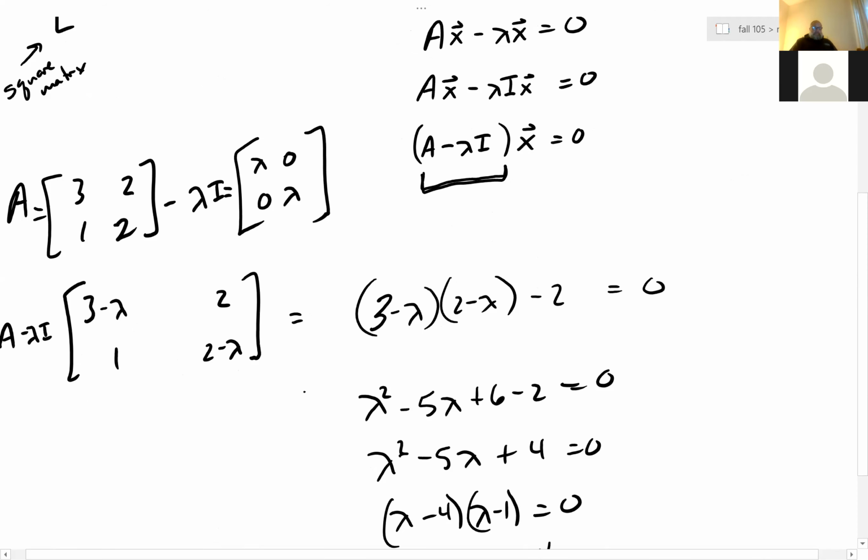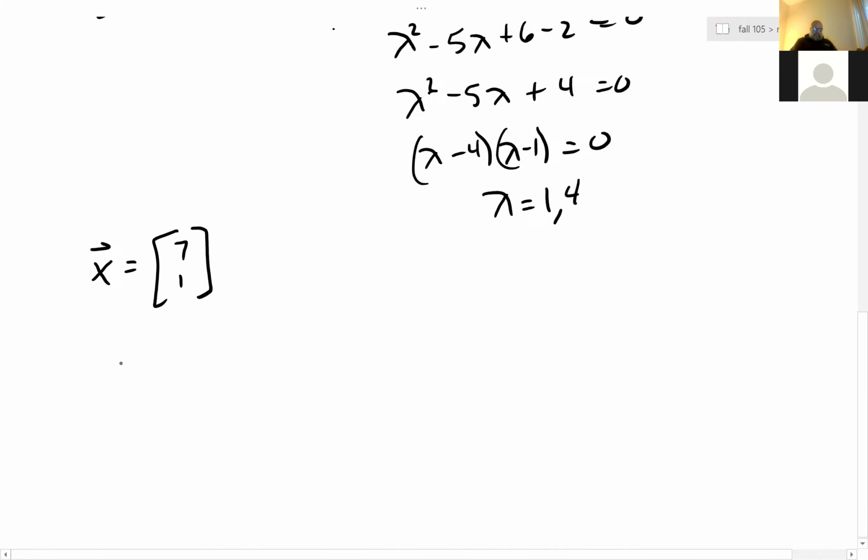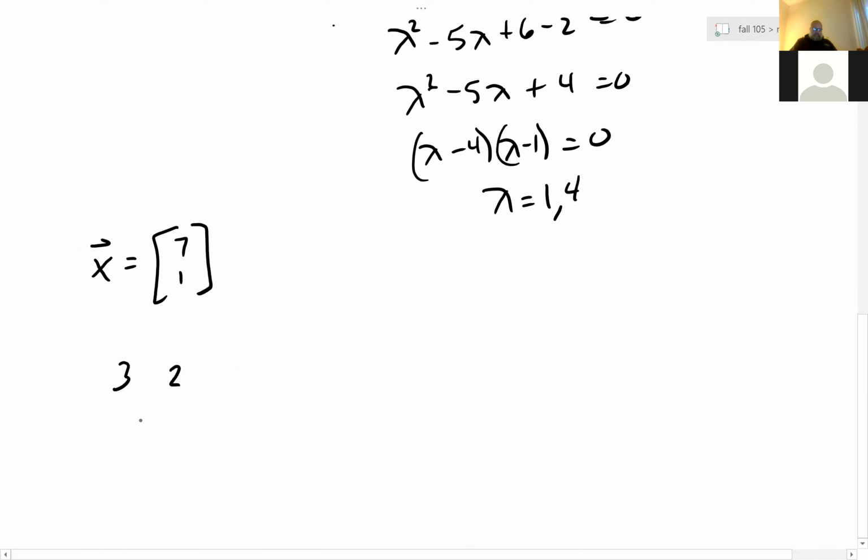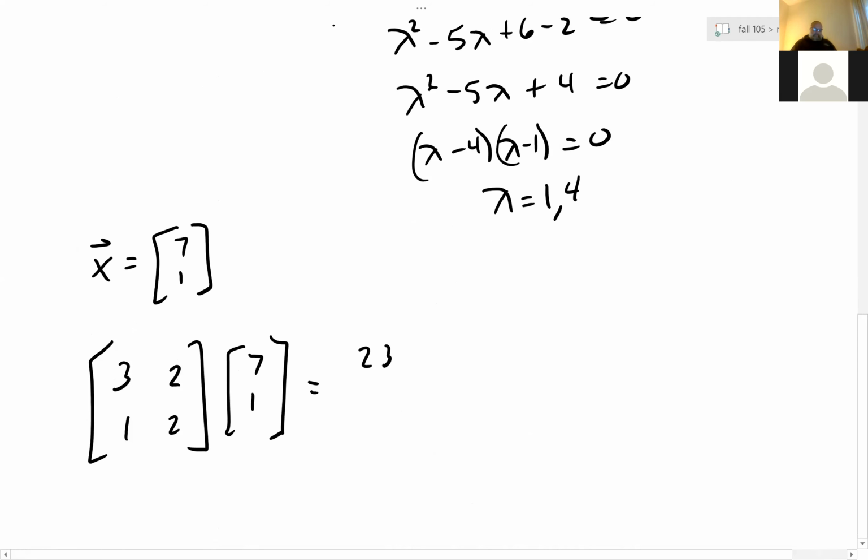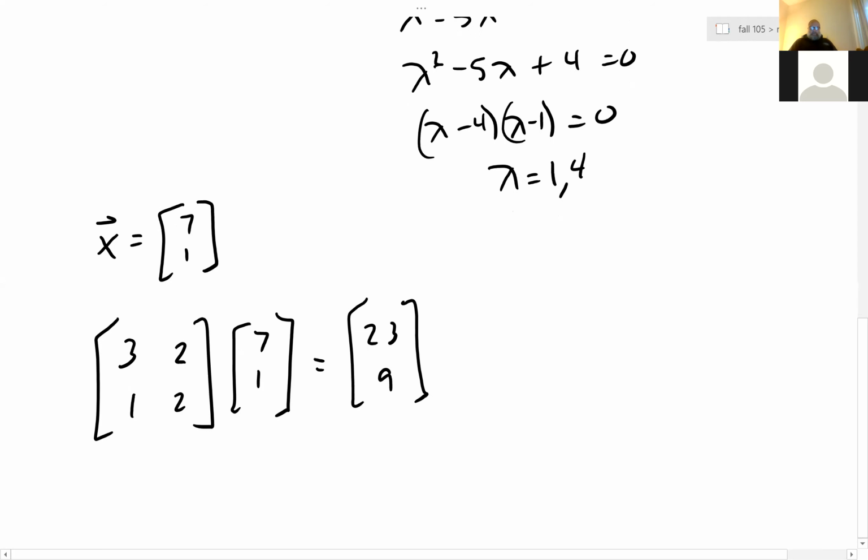And so it was our 3, 2, 1, 2. So 3, 2, 1, 2 times 7, 1. That's going to be 21 plus 2 is 23, I believe. Is that right? And then you have 7 plus 2 is 9. Nice. Very cool. And so you're like, okay, A times that is equal to these guys over here. Oh, okay.